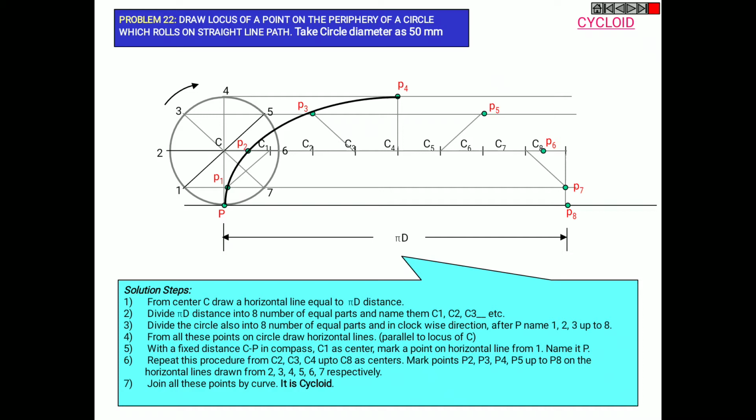So join all these points smoothly in order to obtain your required cycloid. So this is your locus of a point on the periphery of a circle which rolls on straight line path. So is it clear? Okay, we'll check it out again.